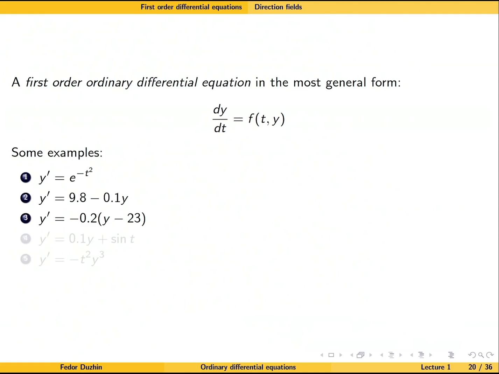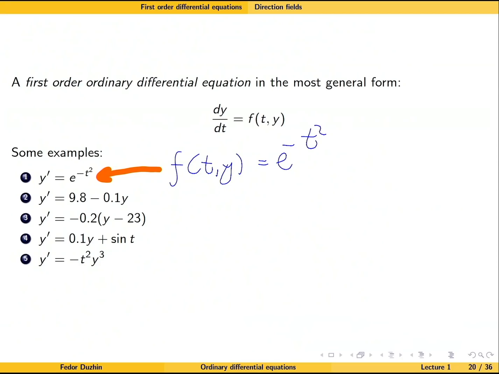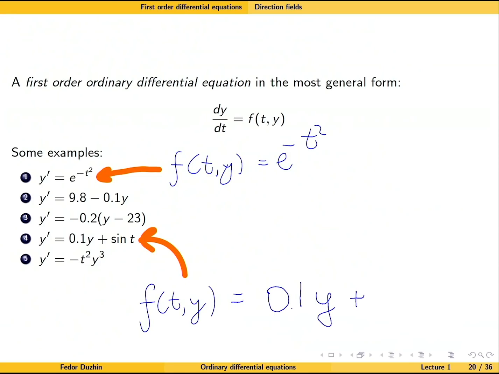1, 2, 3, 4, 5. Right? So in each case, the right hand side is our function f of t, y. So here f of t, y is e to the minus t squared. And here f of t, y is 0.1 y plus sine t, and so on.